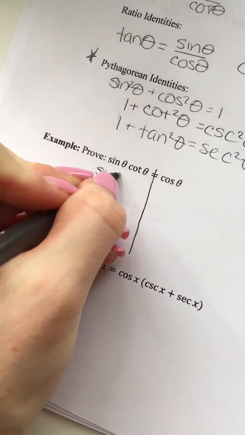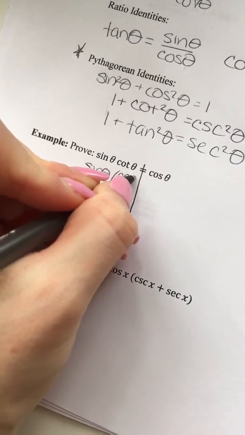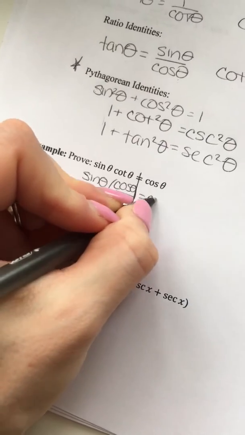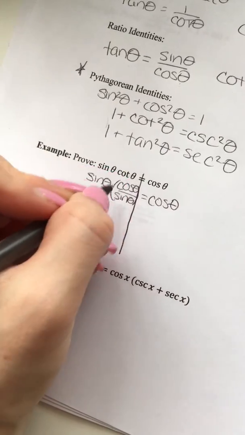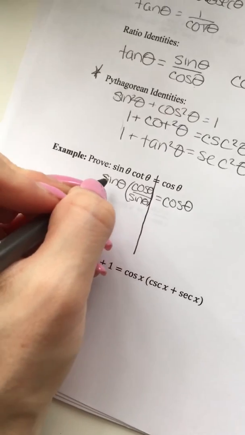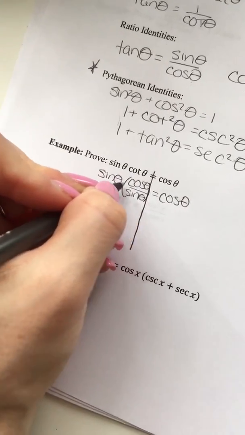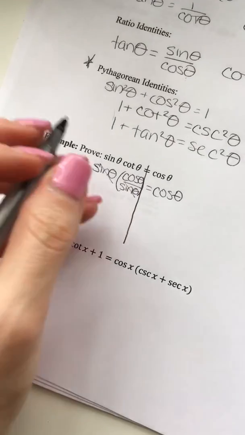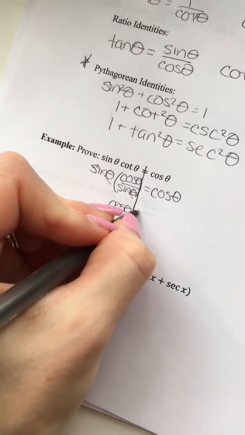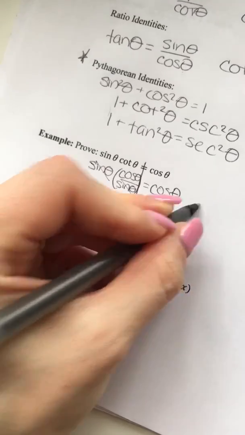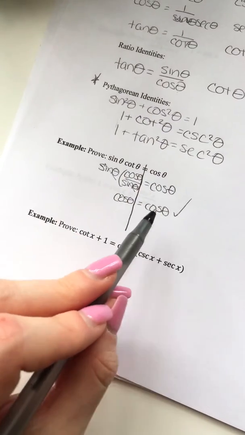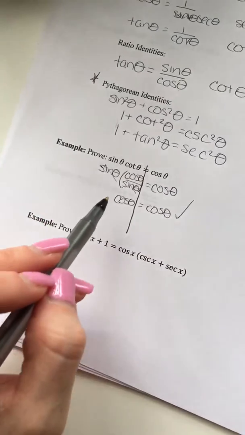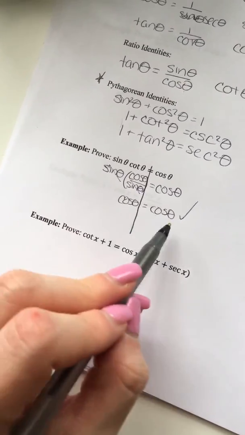So one strategy we did was change everything to sines and cosines, and that's a good place to start here. So I'm going to change cotangent to cosine over sine. So I have sine times cosine over sine. Exciting thing is that the sines cancel out. You have 1 on top, 1 on the bottom. We have cosine is equal to cosine. Done. I want the left side to look like the right side. So don't write this part and then say all done. Make sure that the last line is the exact same.